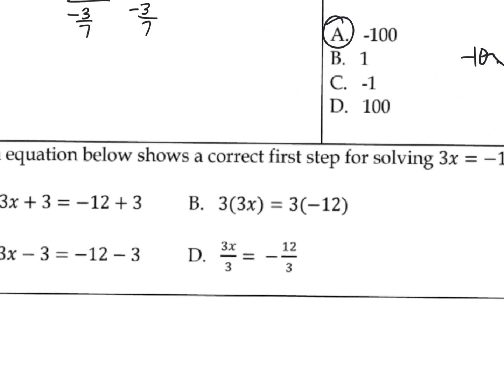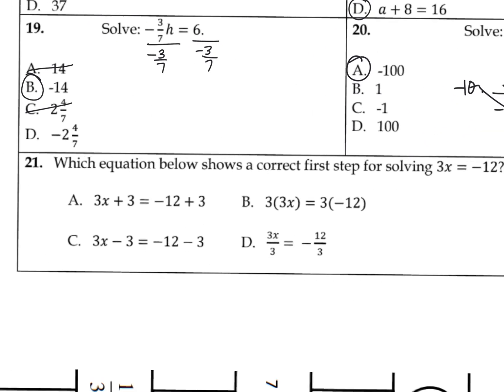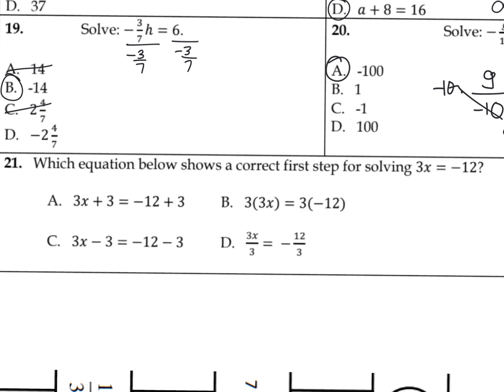And the last one. Which equation below shows the correct first step in solving 3x equals negative 12? So choice A looks like they added 3 to both sides. Choice B, it looks like they multiplied both sides by 3. Choice C, it looks like they subtracted 3 on both sides. And then choice D, it looks like they divided by 3 on both sides. So which of those choices is correct? A, B, C, or D? The correct choice would be to divide both sides by 3. So that's choice D. Hopefully you did well.